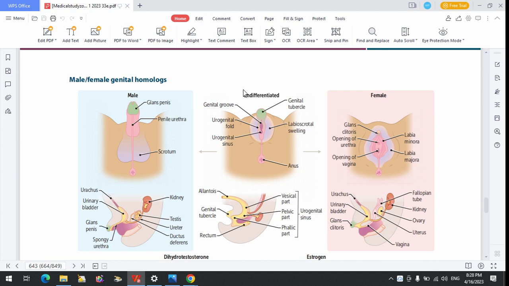So there's a genital tubercle. There is a urogenital sinus. This urogenital sinus is surrounded by urogenital fold. Then the urogenital fold is also surrounded by labioscrotal swelling. Is it clear now?